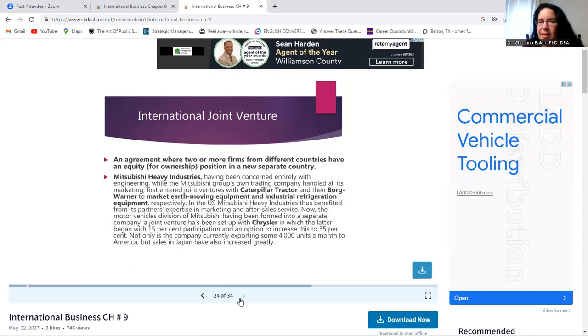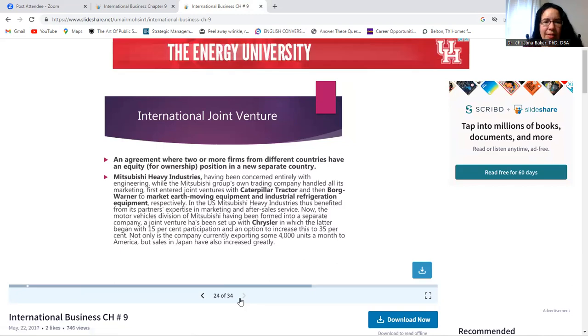An international joint venture is an agreement between two or more firms in different countries in which they have an equity or ownership position in a separate company. Mitsubishi Heavy Industries was concerned entirely with engineering, while Mitsubishi Group's own trading company handled all its marketing, for earth-moving equipment and industrial refrigeration equipment respectively, and the U.S. partners benefited Mitsubishi Heavy Industries through their expertise in marketing and after-sales service.